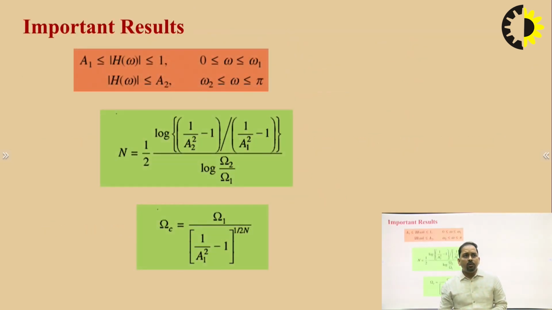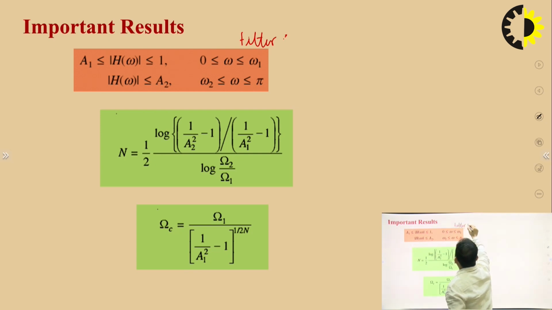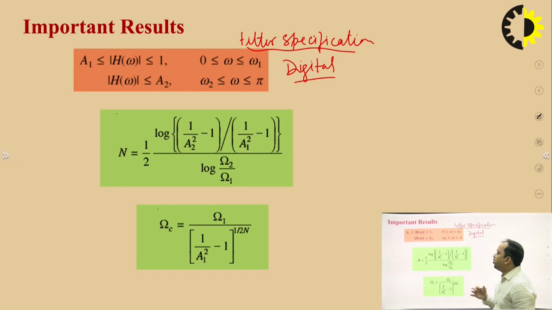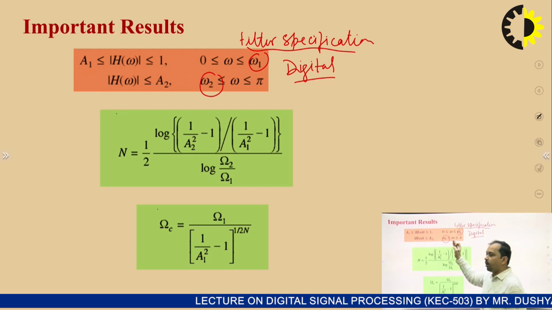Now we'll see some important results. These are called filter specifications, and filter specifications are generally given in the digital form. We'll see the steps behind the designing of a Butterworth filter. These are the frequency specifications provided, where A1 and A2 are the attenuations in the pass band and stop band respectively, and the frequencies ohm1 and ohm2 are the edge frequencies for the pass band and for the stop band.